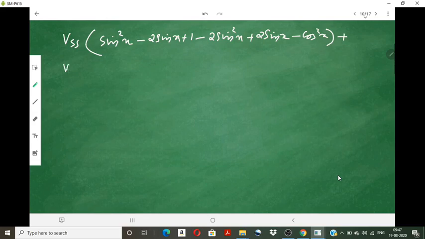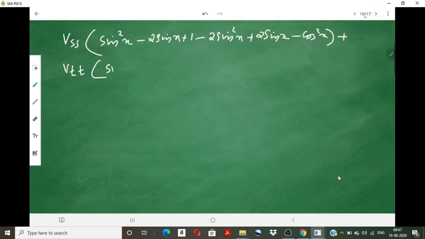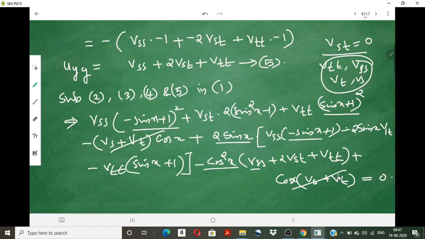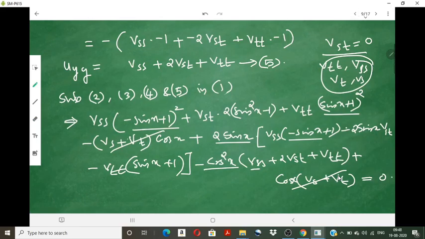Now we may consider the Vtt term. Vtt coefficient. What is Vtt? Vtt here is sin x plus 1 whole square, that is again sin square x plus 2 sin x plus 1. Then the Vtt term, minus 2 sin x into sin x plus 1, means minus 2 sin square x minus 2 sin x. Okay, Vtt term.